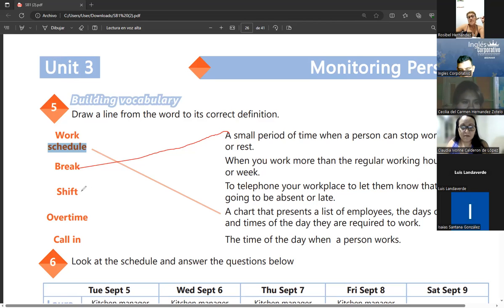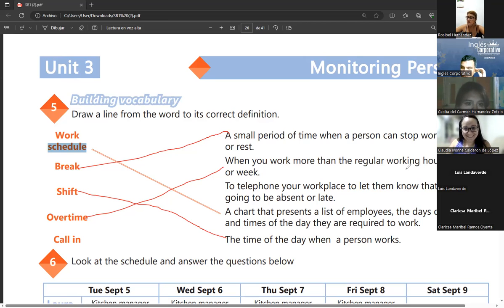Okay, shift. The time of the day. That is like turno, right? The time of the day when a person works. Overtime. Overtime is when you work more. Excellent. Exactly, when you work more than the regular working hours in a day or week. In some jobs they will just say OT. Okay, OT, overtime. Today we have OT.